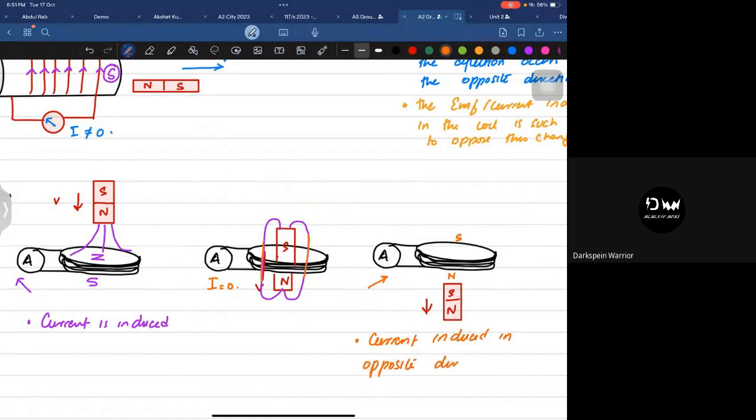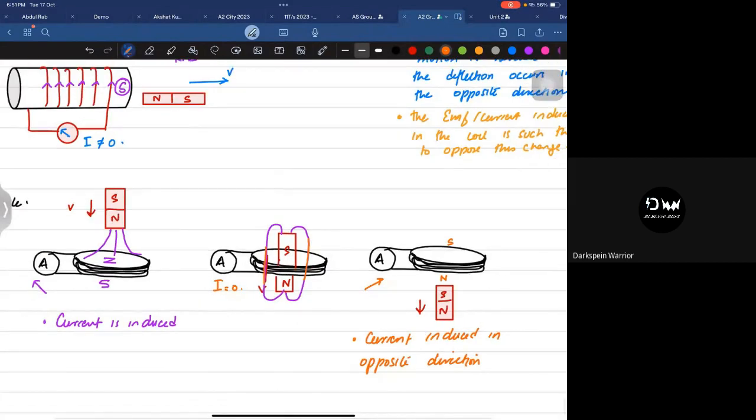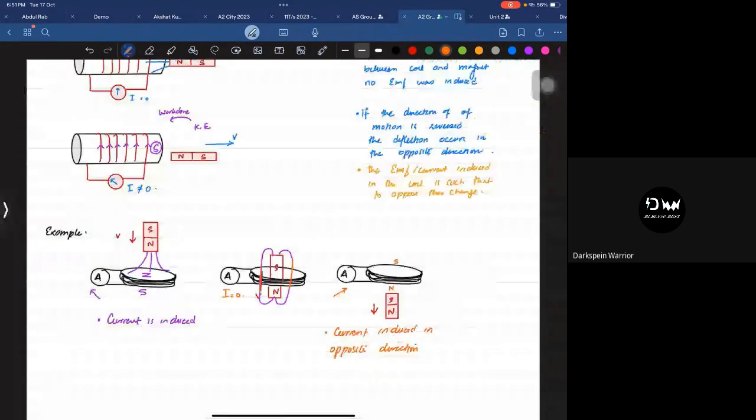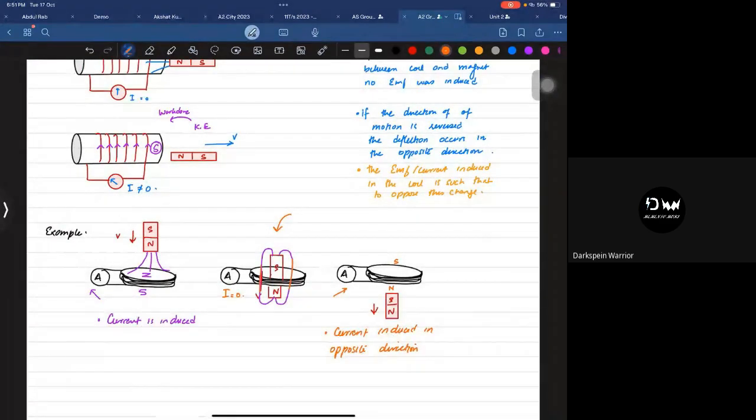So this is one of those examples that I wanted to share with you, to put this concept forward, so you know that when it is going through, right in the middle, there won't be any current because there is no change in magnetic flux happening here. All right, then please draw this.